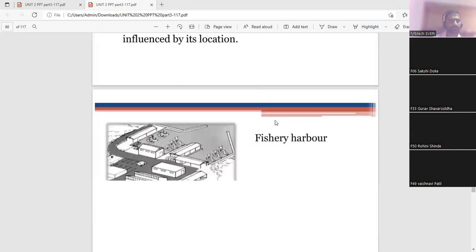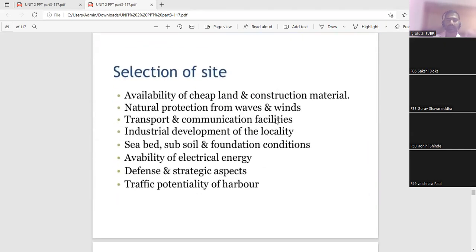Next one is site selection. So how to start the selection of site? First of all, availability of cheap land and construction material. Whenever you are constructing, this is the India map, where I have to construct the harbor. Availability of raw material means your cement, sand, aggregate, all the materials required for the construction, all those should be available at cheap cost near the land.